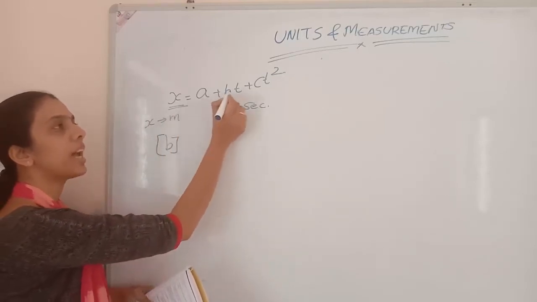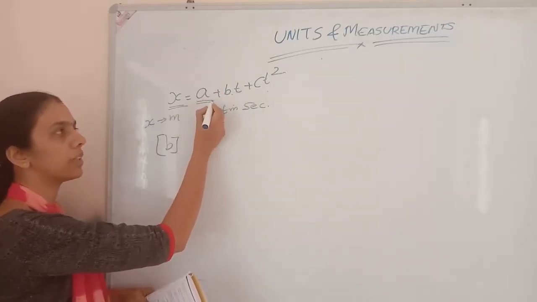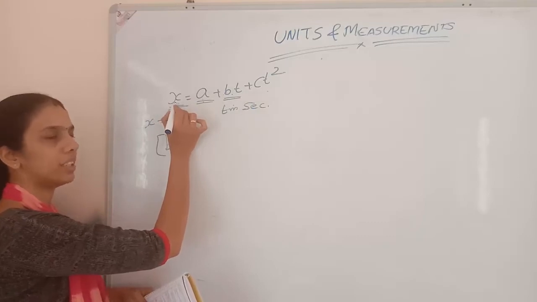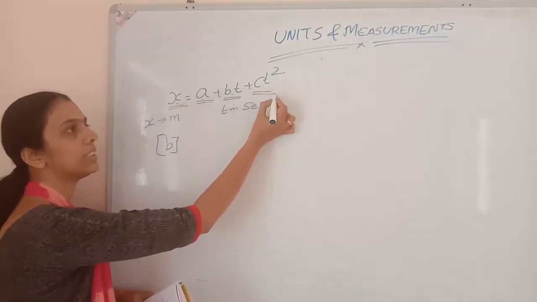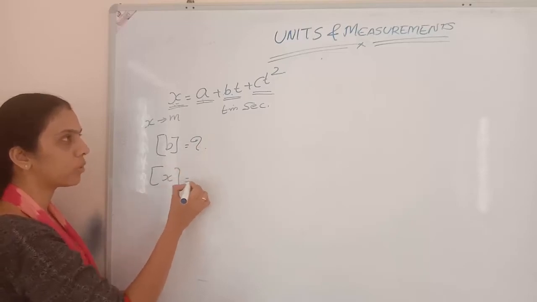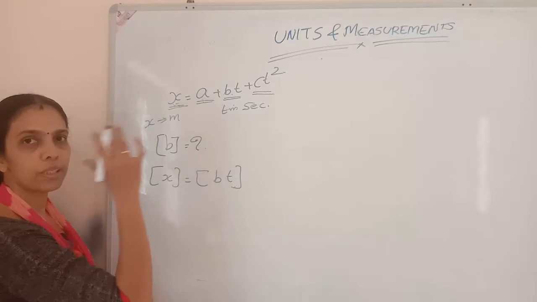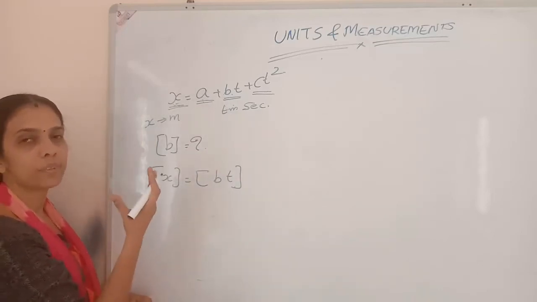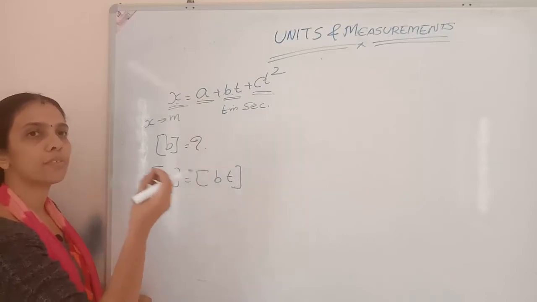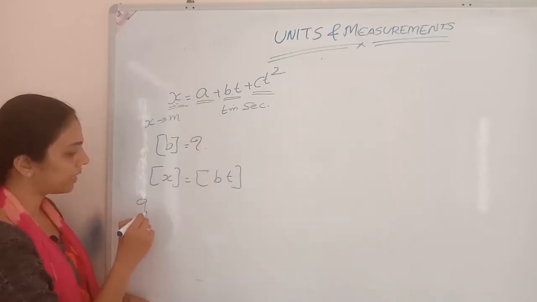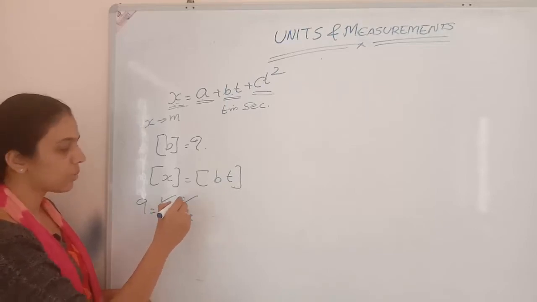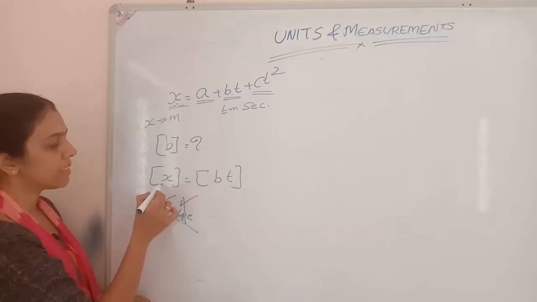Okay, so if we are adding these things, what will be the dimension of A? Dimension of X will be the dimension of A. Dimension of BT will be equal to dimension of X. Dimension of CT square will be equal to dimension of X. This is the simple logic which we should use: if we are adding something and getting a result, each term which we are adding will have the same dimension. See, if we are adding 4 pens and 5 pens, we can write it together as 9 pens. It won't be pencil, right. In the same method here also, X is equal to BT.